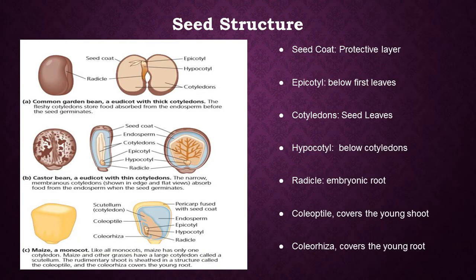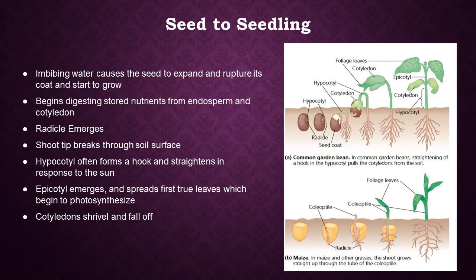On the next slide we have a diagram of seed structure, and there's not much to say here. And then this slide shows how a seed becomes a seedling. So it'll start in the ground, of course, and then sprout up, and then its cotyledon will shrivel and eventually fall off, and it'll become a big old plant.